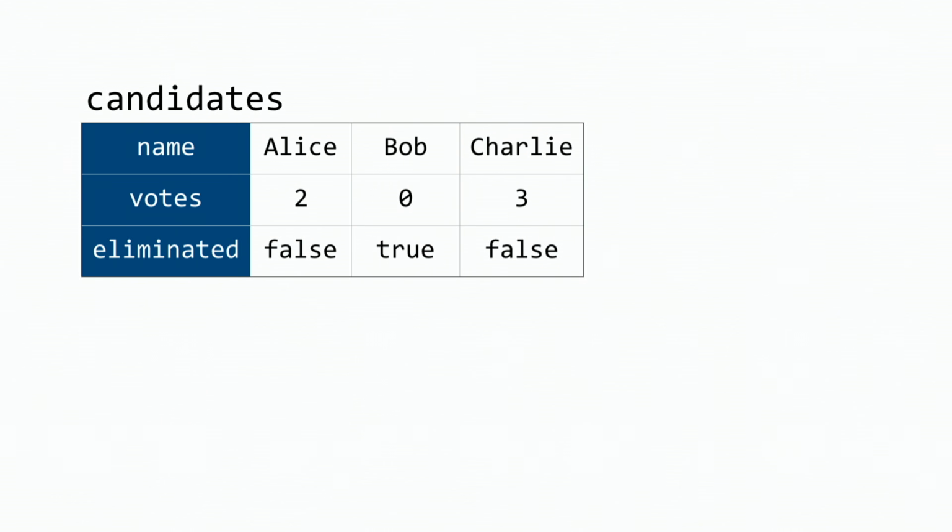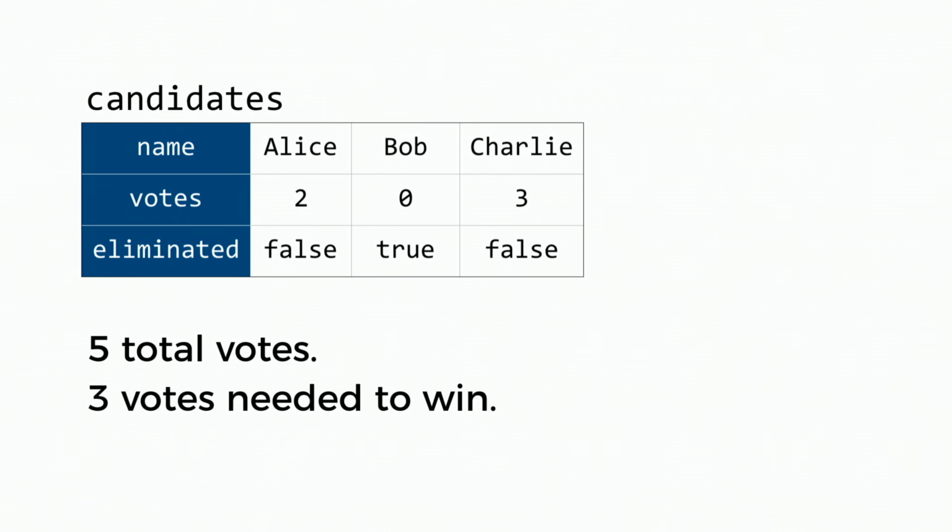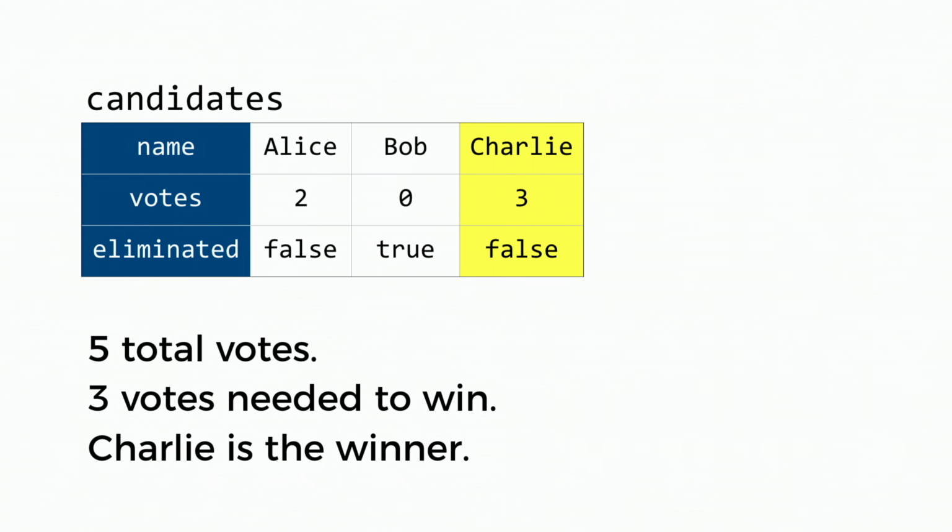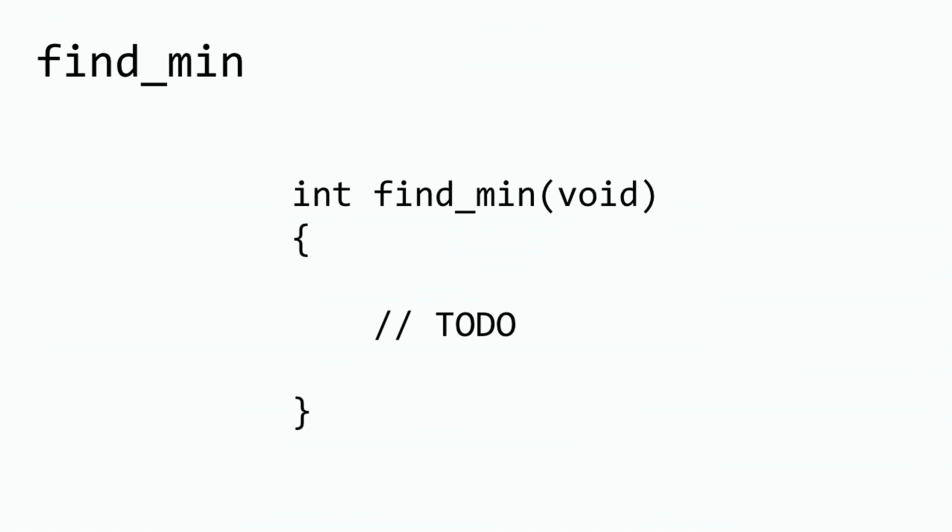But now let's take a look at these votes, for example. Still, there are 5 total votes, which means you need 3 votes in order to win. But here, Charlie has 3 votes, so Charlie would be the winner of this election. Your print winner function in this case should print out Charlie's name and then return true to indicate that Charlie is in fact the winner of this election. The next function you'll implement in runoff.c is called findMin.